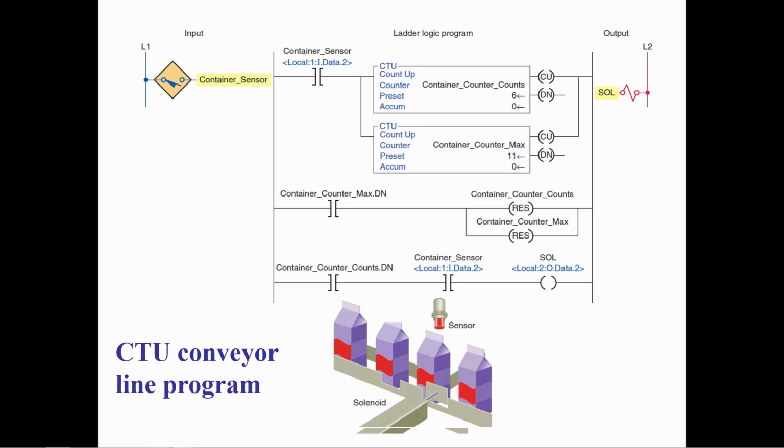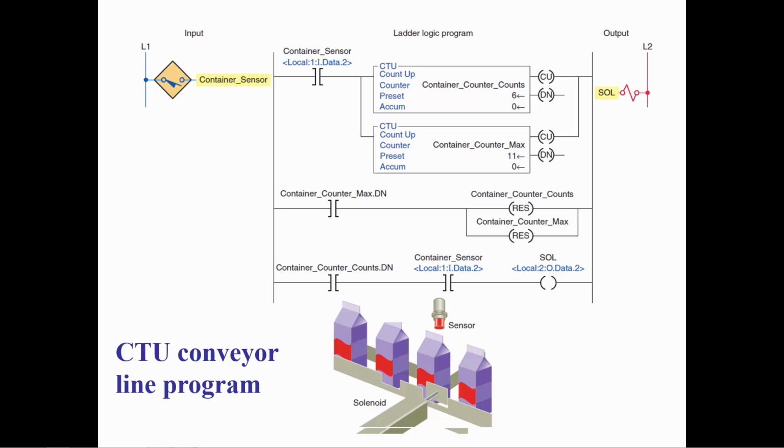In this conveyor program, we are using two count up counter instructions. Both counters will be incremented whenever a container passes the container sensor limit switch. When the 6th container activates the limit switch, the container counter's done bit will be true, which will enable the solenoid to extend and divert that container.